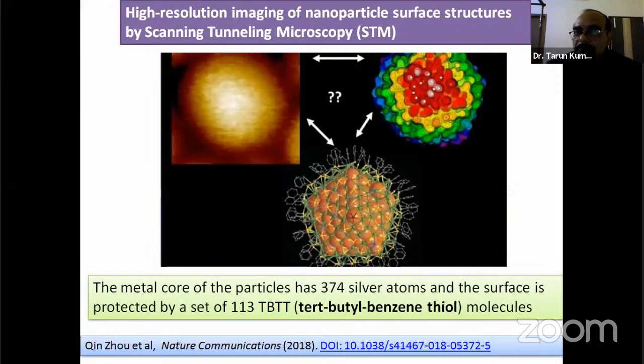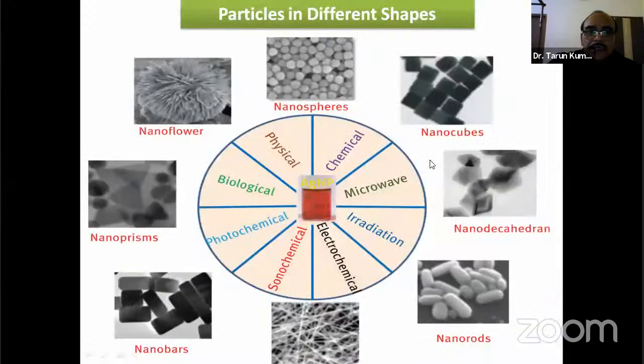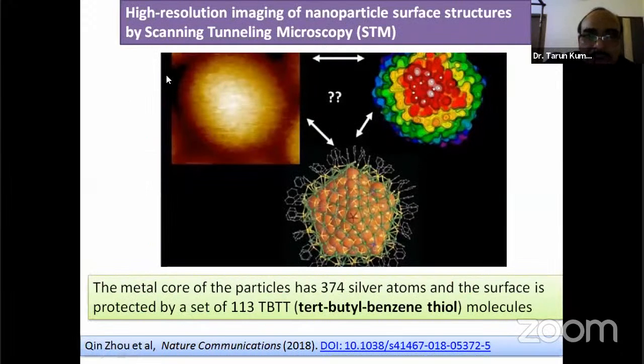nowadays, I mentioned the TEM, SEM, AFM, but the research is now at such a bottom level that now using this, I think, scanning tunneling microscope, STM microscope, you can get how many atoms are there, and how the different materials are attached with this one. So this is actually, I thought, a very interesting one.